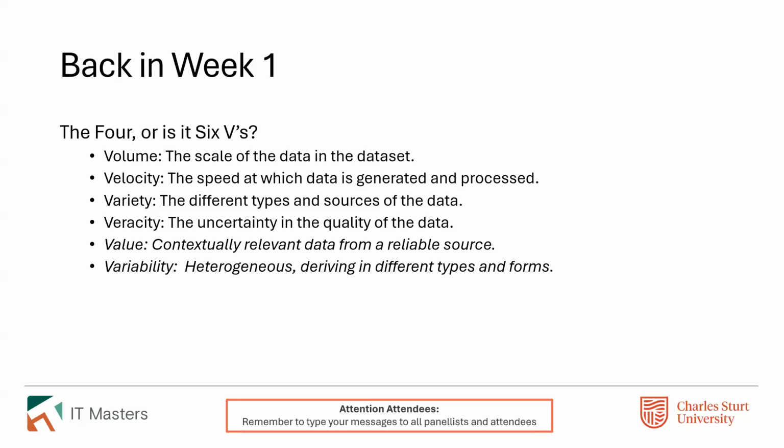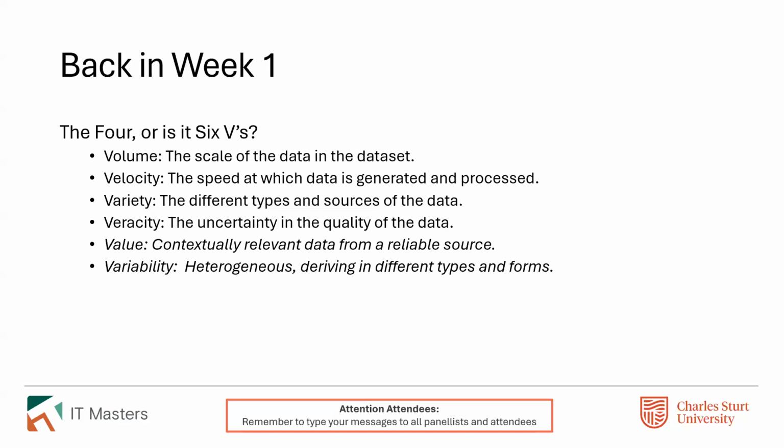The other 2 here, value and variability, are not always talked about, but I think they're still relevant. So value is how much the value is contextually to you, okay? And whether it's from a reliable data source or not. So the more reliable the source, or the less uncertainty in the quality of that data, then the more valuable it could potentially be to you, depending on what you're using it for. And then variability is how heterogeneous the data is based on its different types and forms.